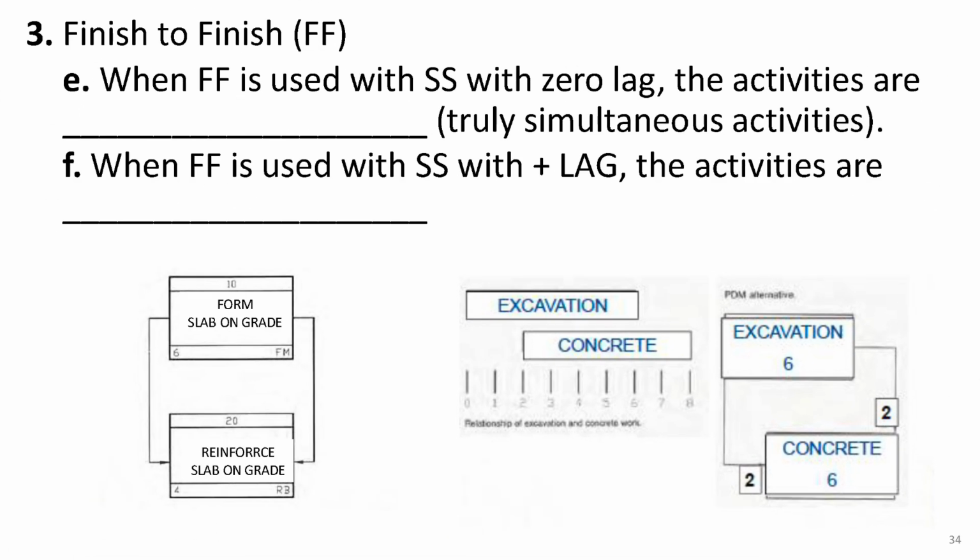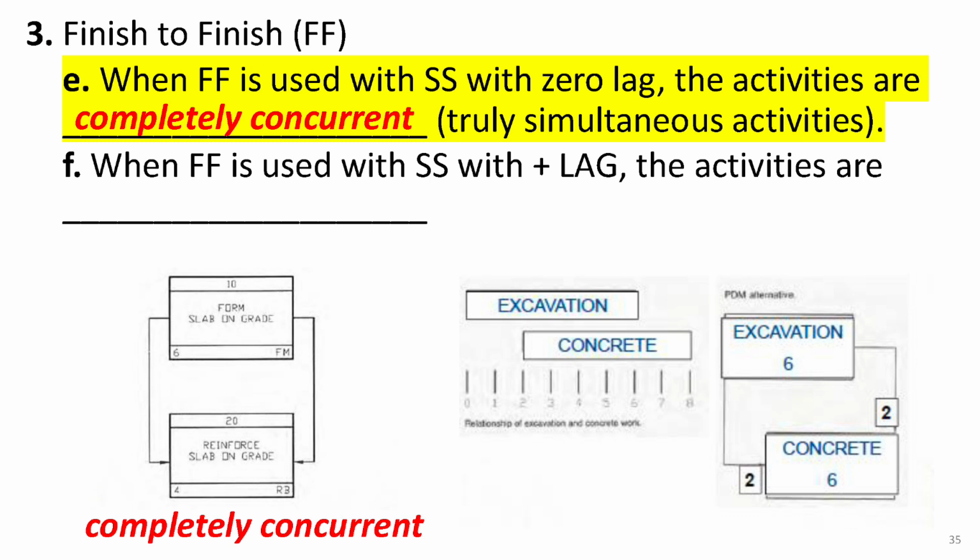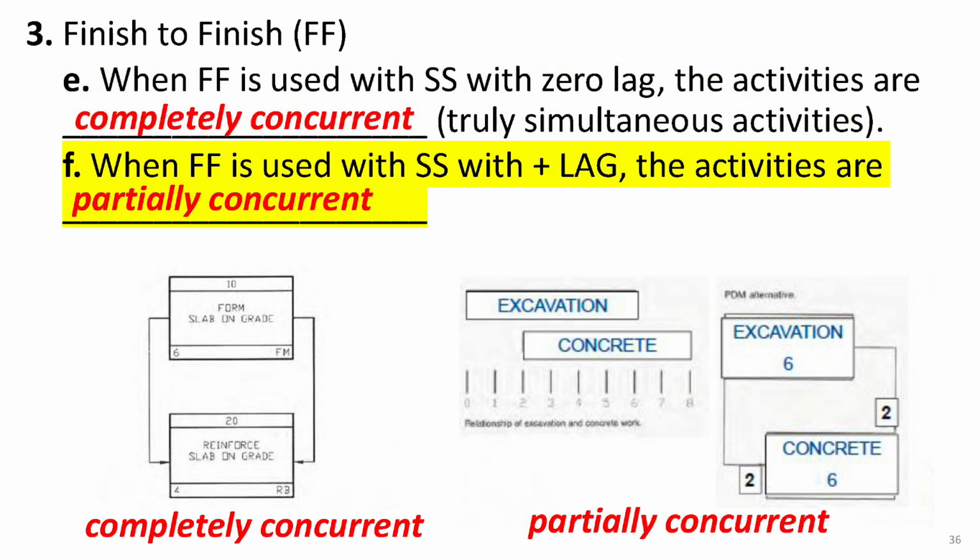When finish to finish is used with start to start and zero lag, the activities are completely concurrent. In this case, both activities start and finish at the same time, making them truly simultaneous. On the other hand, when finish to finish is combined with start to start and a positive lag, the activities become partially concurrent. A portion of the succeeding activity is done while the predecessor activity is still ongoing, but the later part of the succeeding activity is completed once the predecessor is finished.